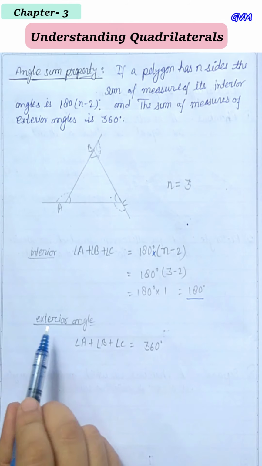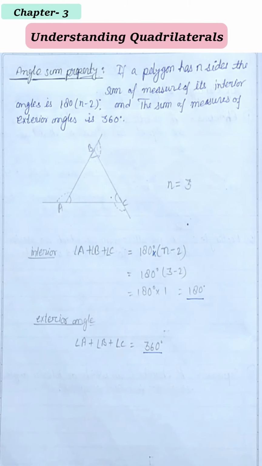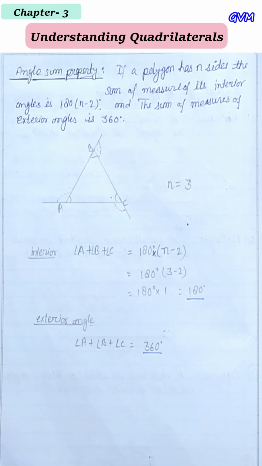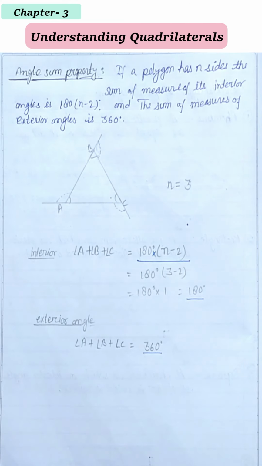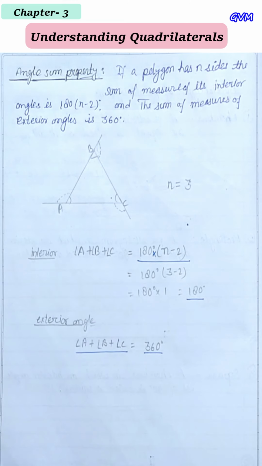The sum of the exterior angles is 360 whether the polygon has any number of sides. So the sum of exterior angles will always be 360 degrees, no matter how many sides it has. So this formula is for any polygon that has n sides. n can be any number, and the sum of exterior angles is 360. So this is the angle sum property.